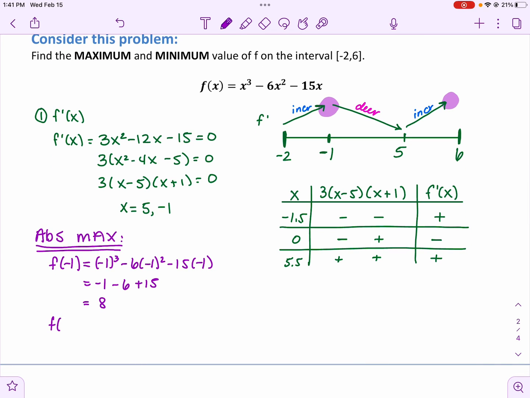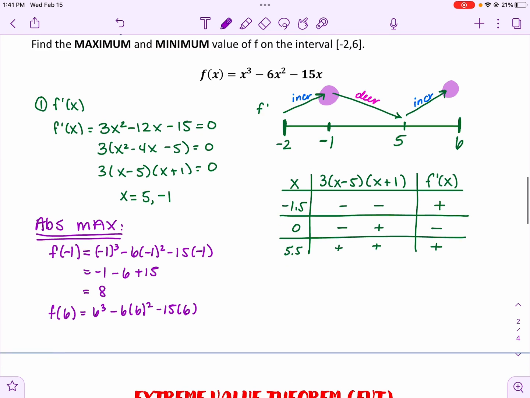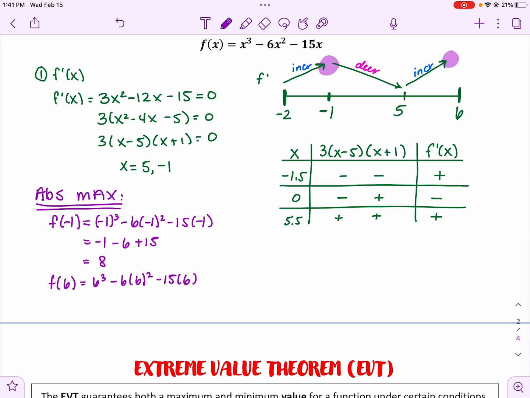Now let's compare that to f of 6. So if I'm looking at f of 6, that is 6 cubed minus 6 times 6 squared minus 15 times 6. Now this is actually on the easier side because we have 6 cubed, and then hidden here we have another 6 cubed. So they actually technically cancel to 0. So we wind up getting a negative 15 times 6. So let's see, that would be 30, 60, 90. So this would be negative 90.